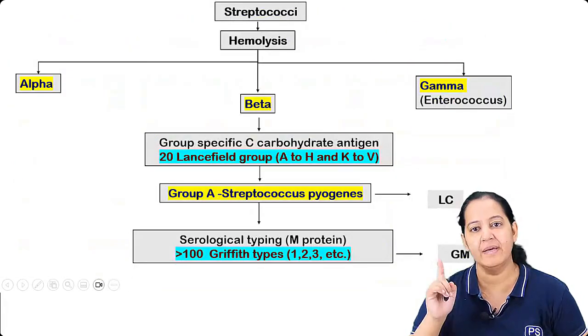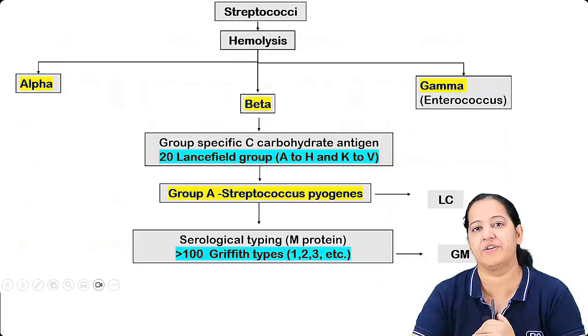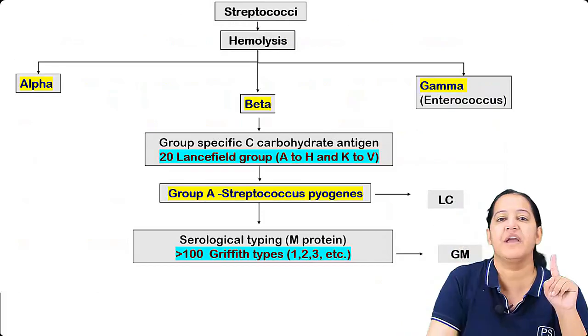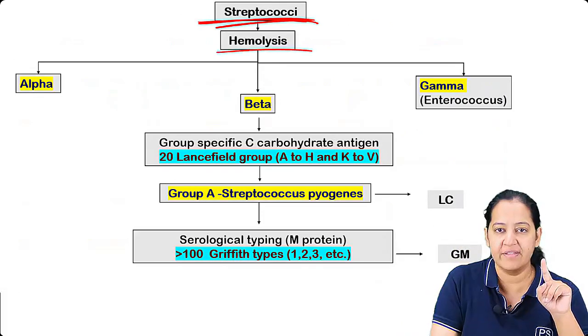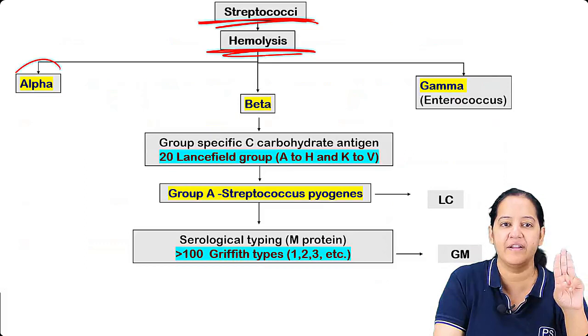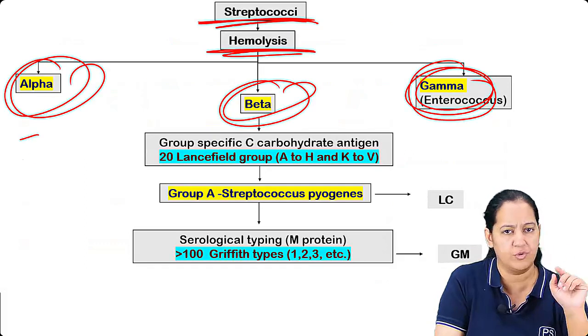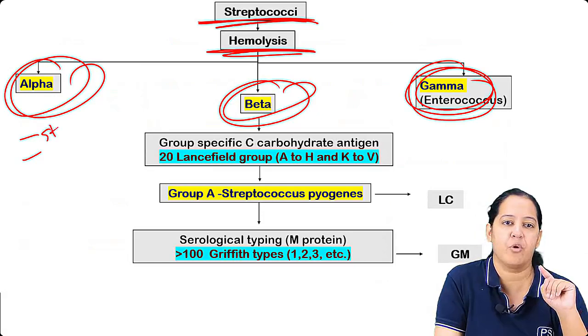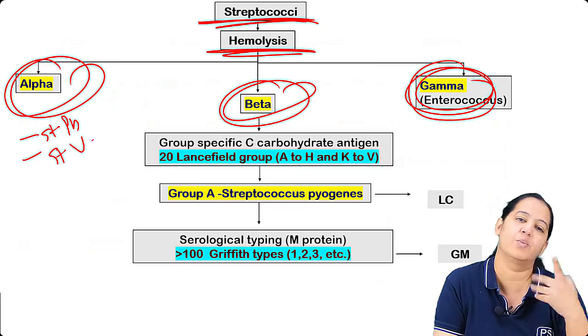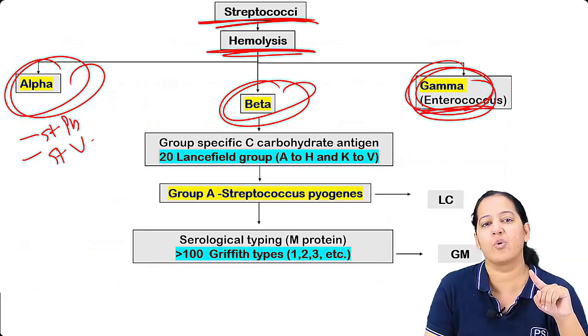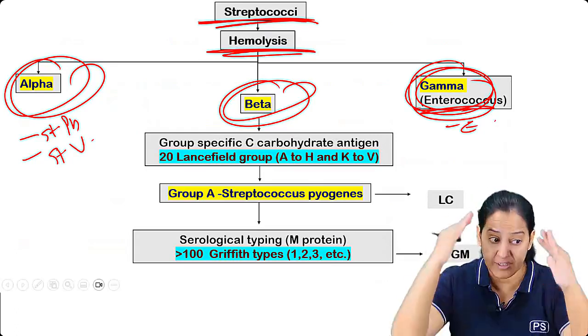This is the classification written in front of you. See everyone on the screen. So we have streptococcus. We have divided the streptococcus on blood agar into three categories: alpha, beta, gamma. Alpha, you know the two, though it's not written here: Streptococcus pneumoniae, Streptococcus viridans. Gamma is Enterococcus. It's written here, Enterococcus. Let's continue with beta.